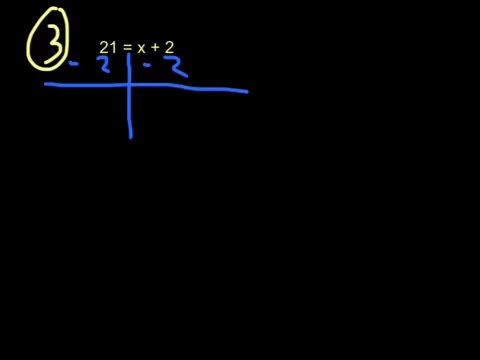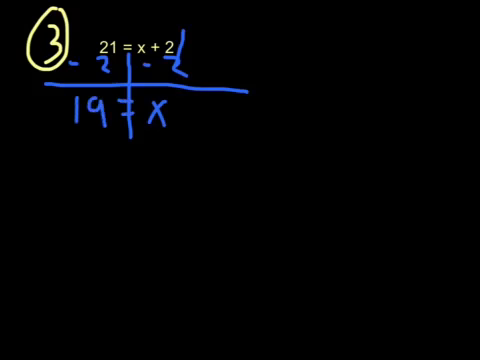Okay. So from there, 2 plus a negative 2, well, they cancel each other out. That's why you did it. So that is now gone. And I'm left with x on that side. And now I just need to do 21 minus 2, which is 19. So x equals 19. Okay. So I did step 2.